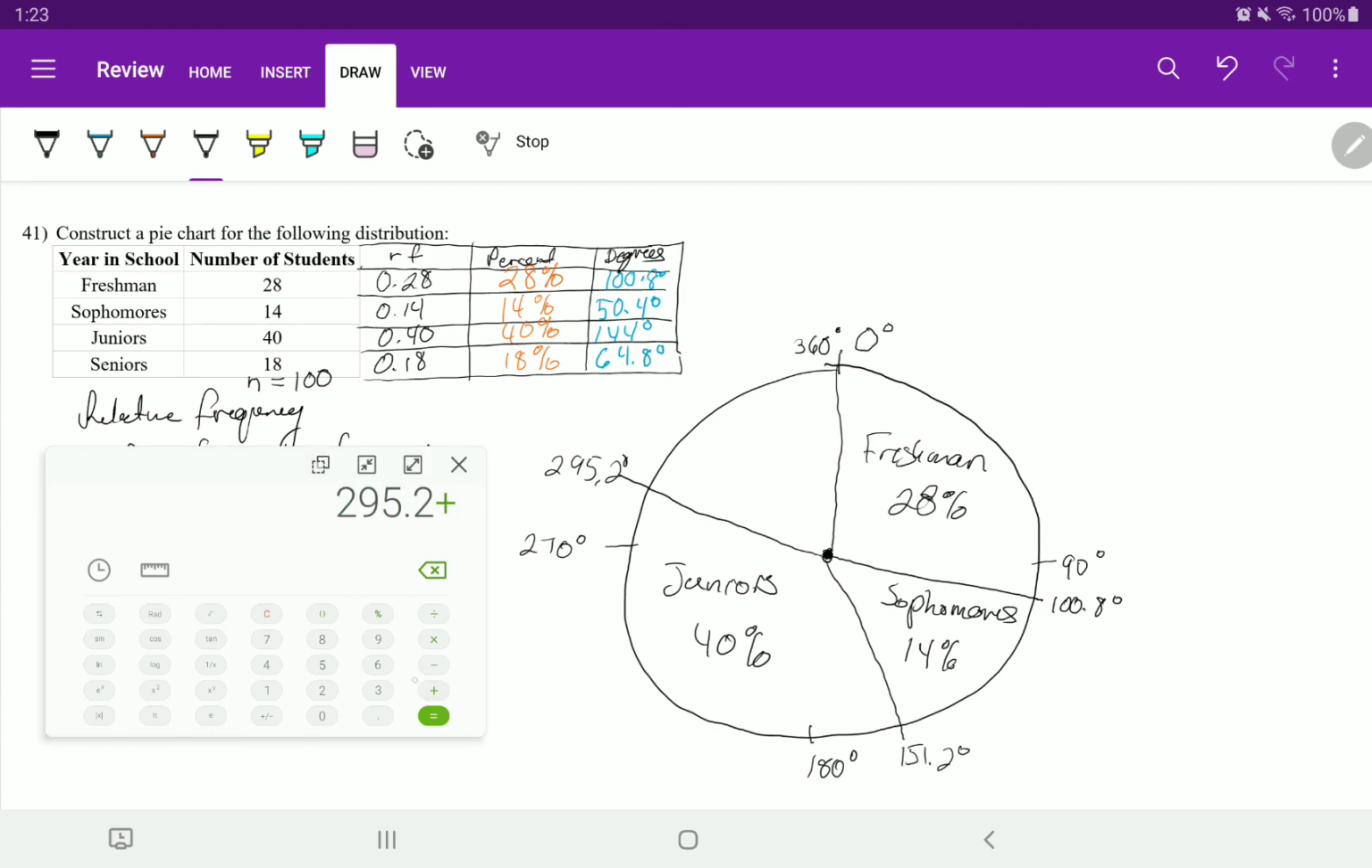And the seniors will get the rest. If I add the 64.8 degrees, that equals 360. So seniors, and that's going to be 18%. Which I think looks about right. Yep, looks fine to me. So your final pie will look like this.